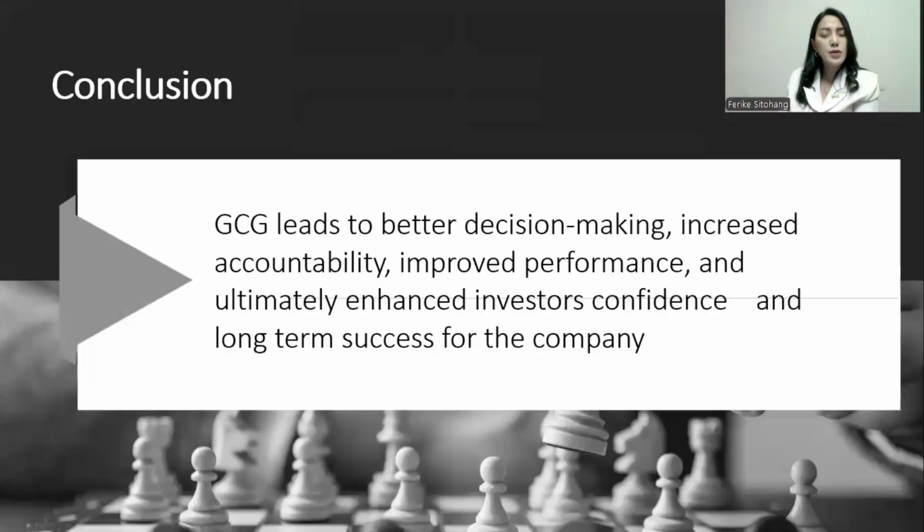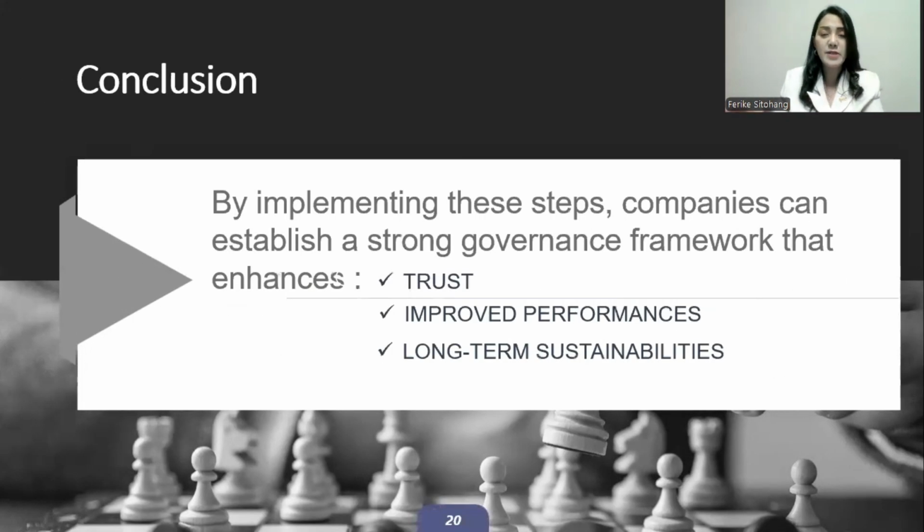So in conclusion, good corporate governance leads to better decision making, increased accountability, improved performance, and ultimately enhanced investor confidence and long-term success for the company. So by implementing these steps, a company can establish a strong governance framework that enhances trust, improves performance, and ensures long-term sustainability.